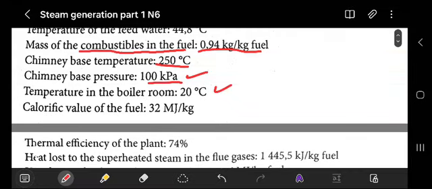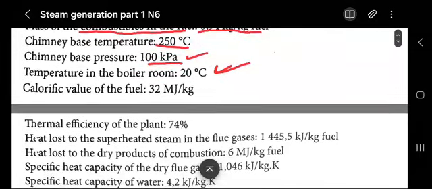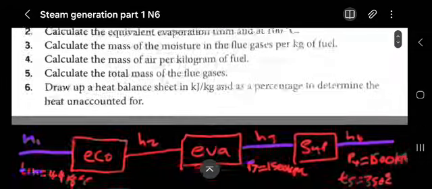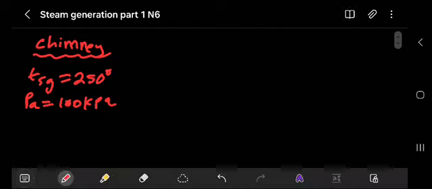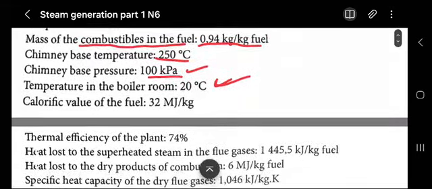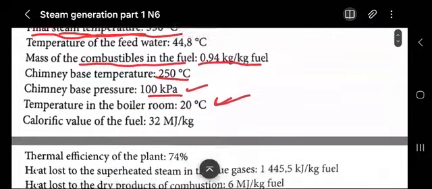We have here the boiler temperature is 20. The temperature in the boiler room is 20. We must know this takes place at the chimney also. This will be TA, 20 degrees Celsius at the boiler. The temperature at the base of the chimney.